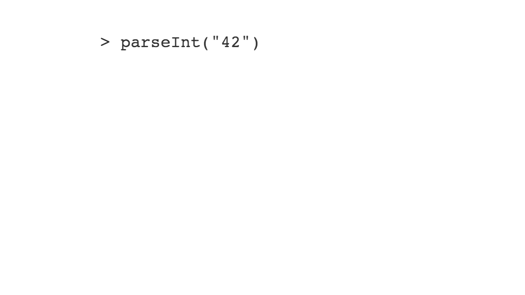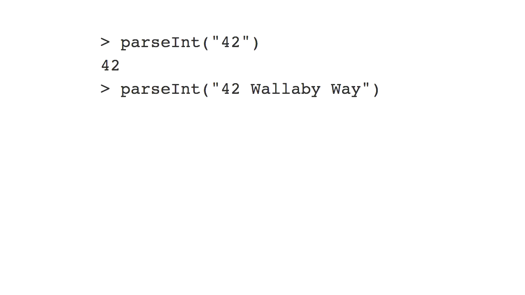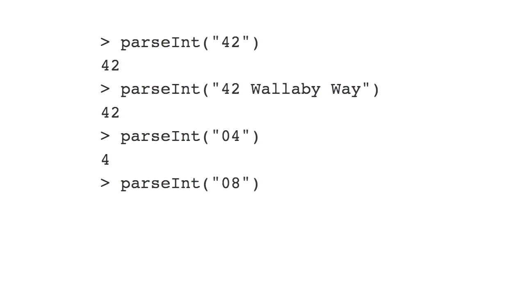Some other interesting examples. parseInt. If we try to parse the string 42, we get 42. If we try to parse a string that begins with 42 and then has other characters, we get 42. If we try to parse an integer that starts with a 0, say 04, we get 4, but if we try to do it with 08, we get 0. This is because by default, parseInt assumes that anything starting with a 0 is octal. Octal being base 8, which means there's no 8 digit, which means that 08 is an invalid octal, so we get 0.